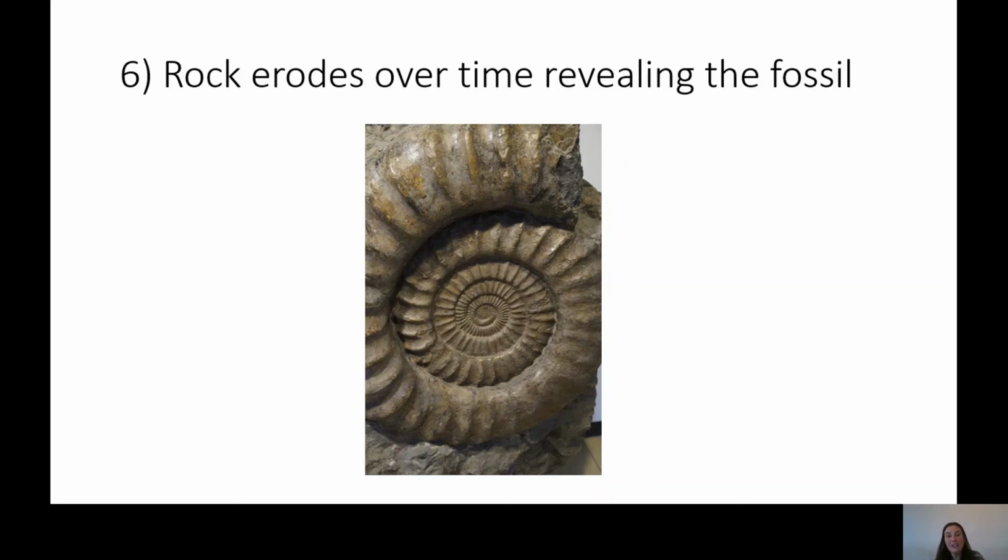Okay, so remember, this process takes at least 10,000 years. Sometimes the fossils that we're finding, for example, the fossils of dinosaurs, they're at least 65 million years old. So these fossils can be from tens of thousands of years old, or up to millions of years old, those ones that we are finding.